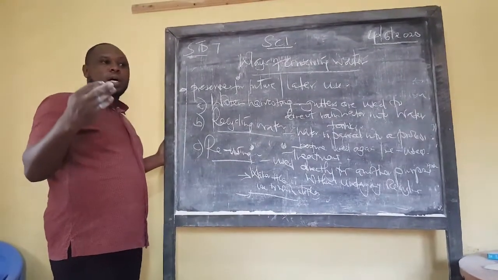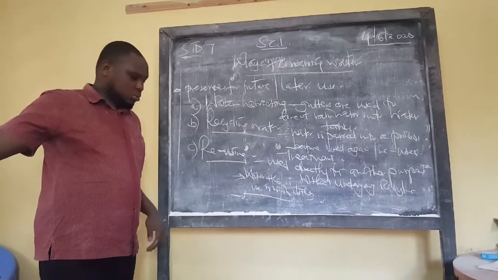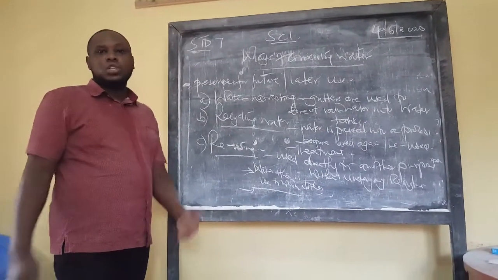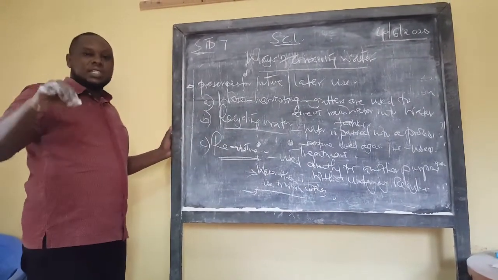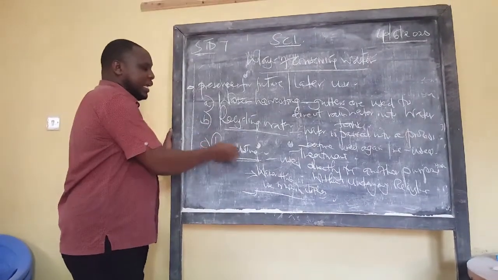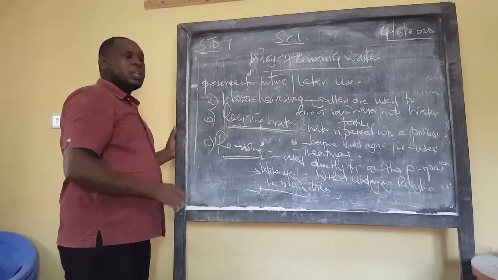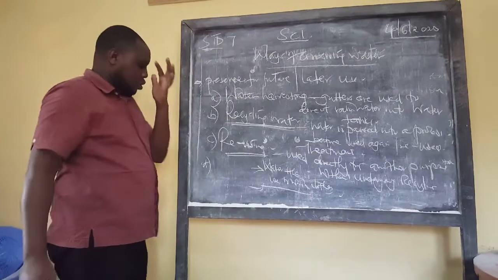You can't use water that you are using to wash some sufurias to go and mop the toilet. It's not possible. So reusing means it's used in the same state it was without undergoing any treatment. So I want you to differentiate between recycling and reusing. And mostly this is done in an industry. Recycling will be done in the industry. You can do it at home, but on a small scale.